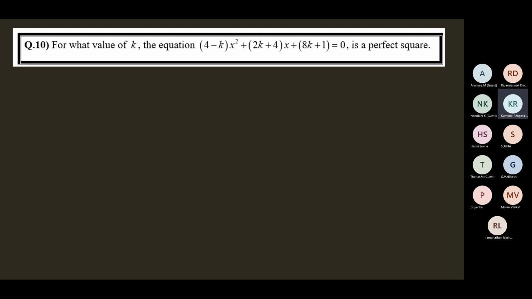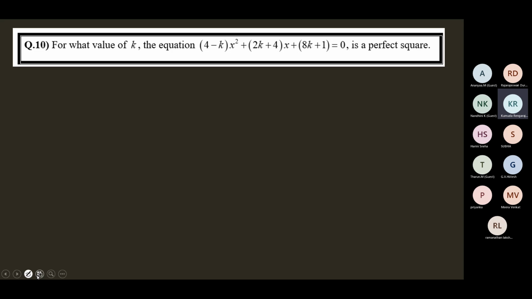Now this is perfect square. Find k if it's a perfect square. Perfect square means, I told you in the last class, D is equal to 0. For any perfect square quadratic equation, D will be equal to 0. I think I also showed you an example.